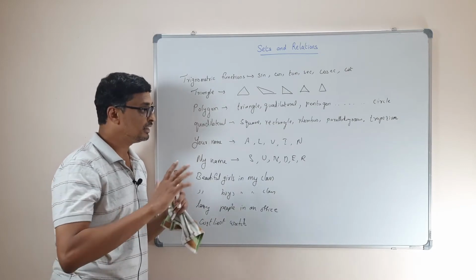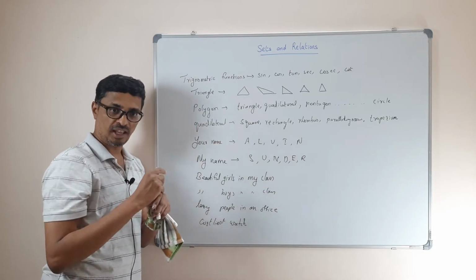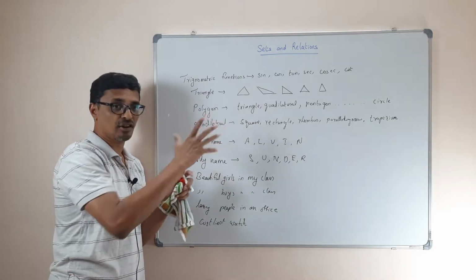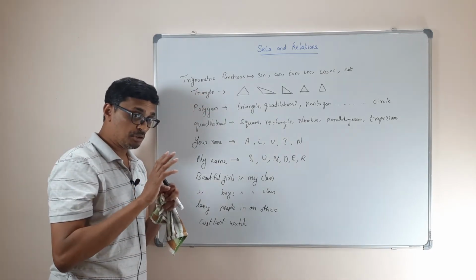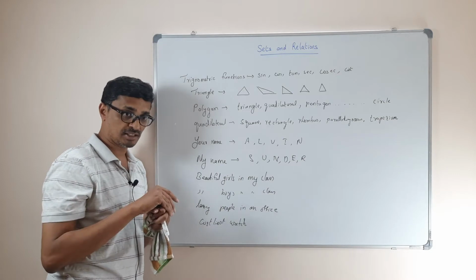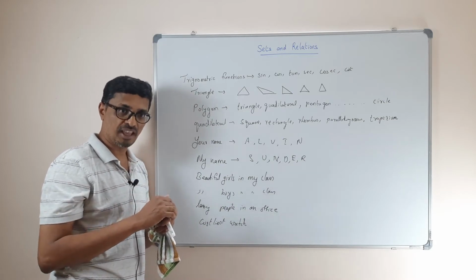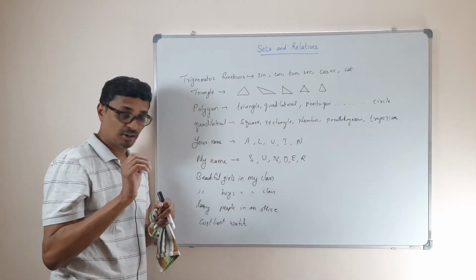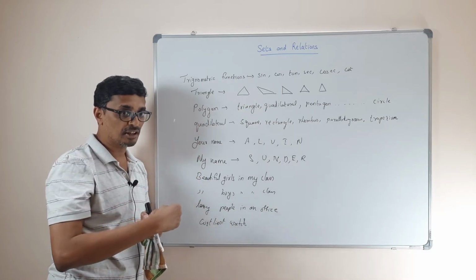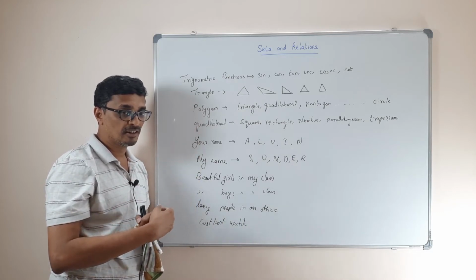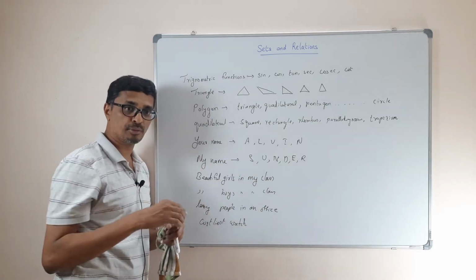When we are doing the mathematics of this collection of objects, that's what you call sets and relations. Now when you want to do the mathematics of this collection of objects, mathematics needs well-defined objects. Among this group, which are not well defined? The spelling of a name is not well defined.